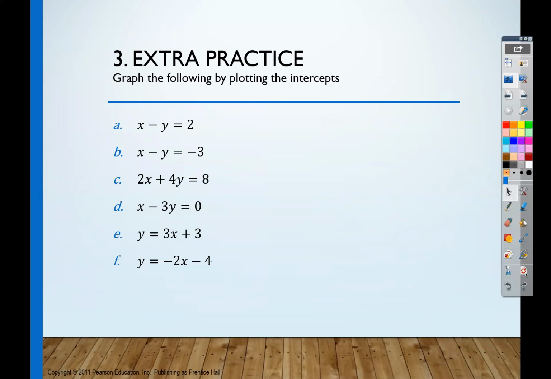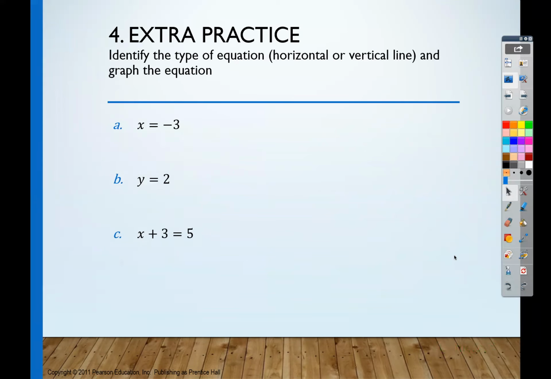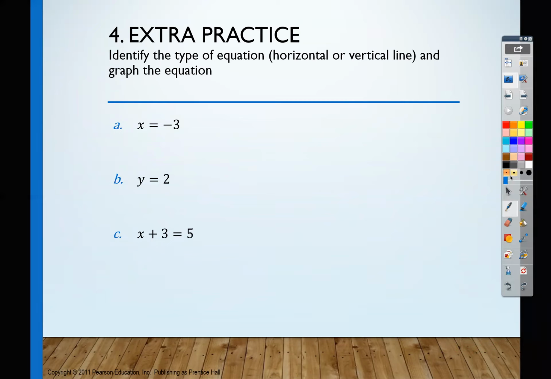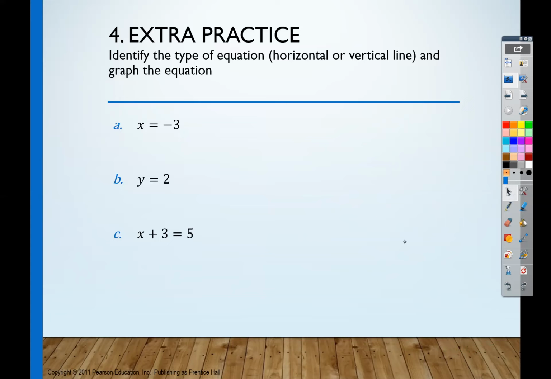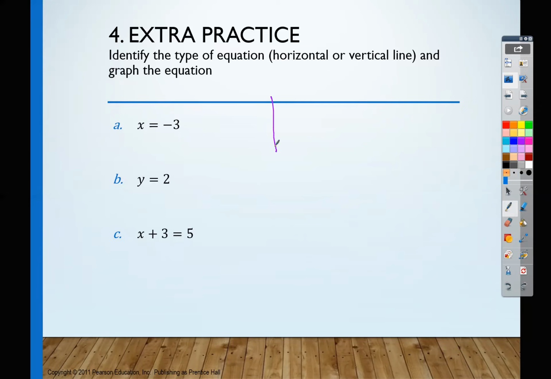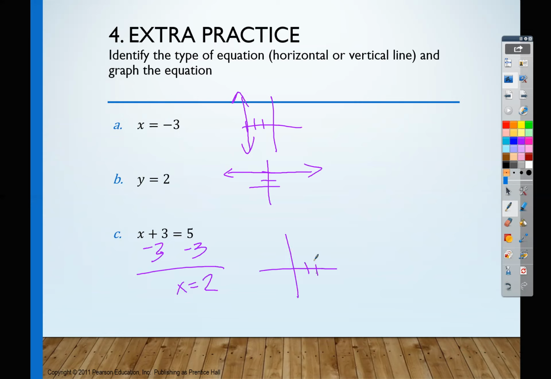Okay, go ahead and pause this and get some extra practice in by plotting the intercepts. And then here are 3 more. Identify the type of equation, vertical or horizontal, and graph the equation. So A would be a vertical line at -3. So you would go to where x equals -3, 1, 2, 3, and draw a vertical line. Y equals 2 would be a horizontal line at y equals 2. And if I solve this, I get x equals 2, which would be a vertical line where x equals 2.